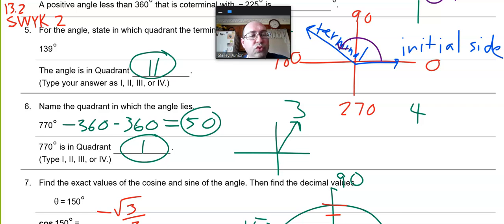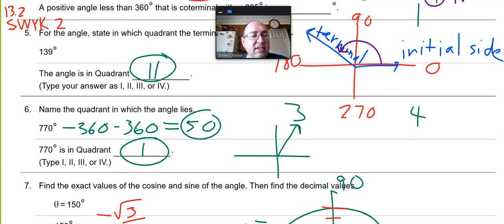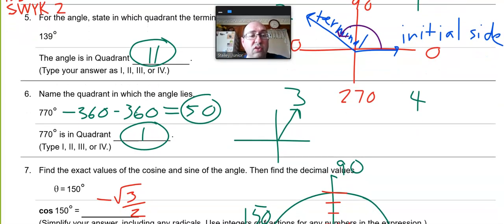When you get to 6, it says name the quadrant in which the angle lies. They got 770. So I did this. I subtracted 360 2 times. That gave me 50 degrees, which means I know that even though we went around the circle once, twice, and then another 50 degrees, that's where 770 is, we still landed in quadrant 1.